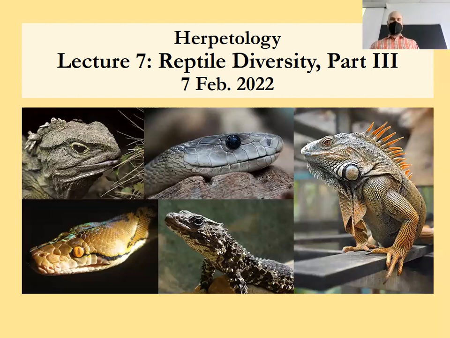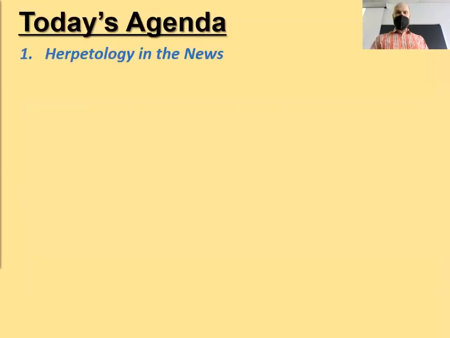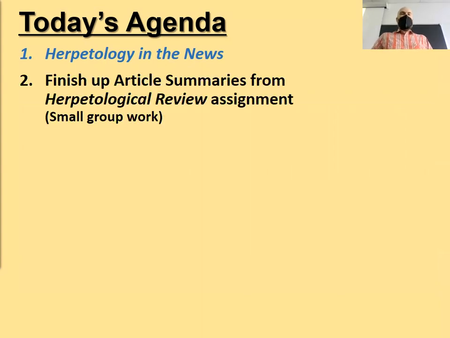Today in class, here's what we've got on the agenda. The first is a really cool herpetology in the news segment I want to share with you. So we'll start off with that. And then we're going to work in your small groups. You were in small groups on Zoom on Wednesday, working on those summaries from the Herpetological Review, identifying the primary characteristics of a good summary of an article. You're going to have a chance to work with your group and finalize that and get it in, so you don't have to worry about it outside of class.